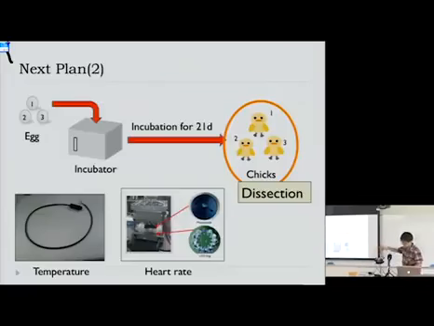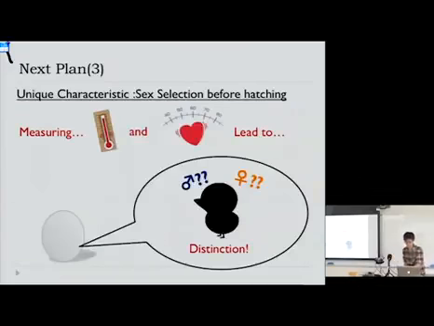And this is a schematic of my procedure. It is almost the same as I explained last time, but this process is new. Dissection, 解剖です。By dissection, after incubation, I will dissect all of the chicks and distinguish whether each chick is male or female. And moreover, if there is some characteristic in heart rate and eggshell temperature between genders, it leads to a new method to distinguish male and female.